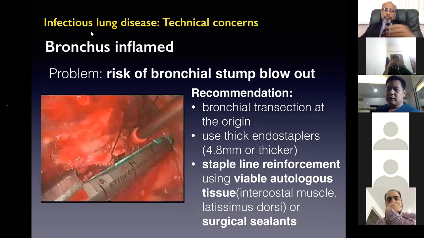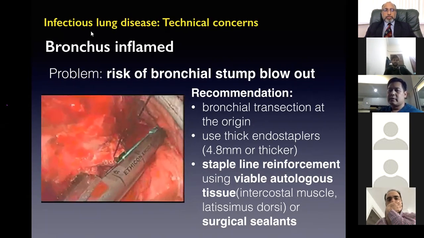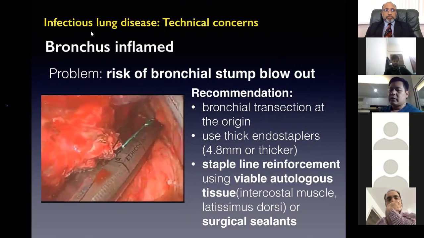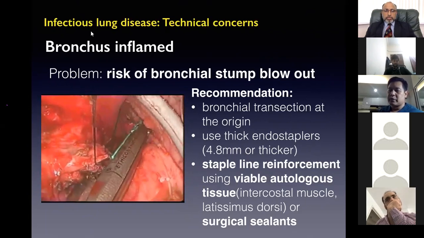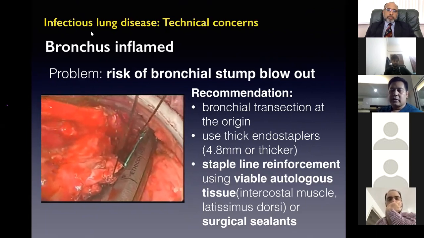Now, the recommendation again is that bronchial transection should be done at the origin of the bronchus. Try to minimize having that long stump. Use thick endostaplers and again, reinforce the staple lines. You can use viable tissues like the intercostal muscle or the latissimus, but you have to harvest it before resection.